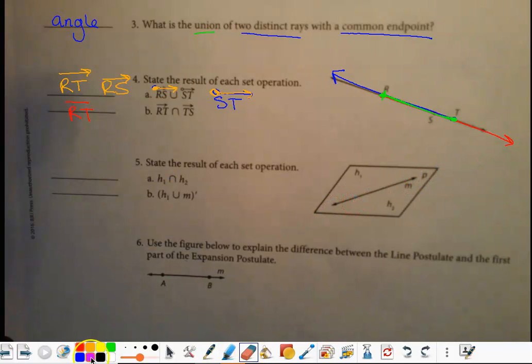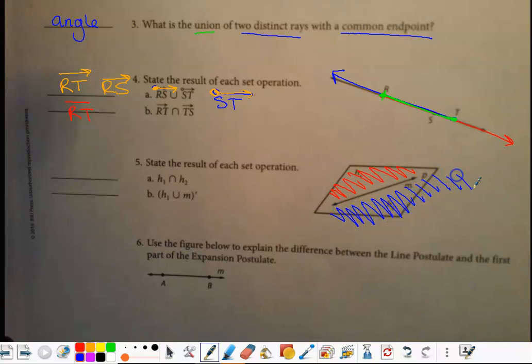P is the name of the plane. So the whole plane is P. But just line M? When I said line M, you said it was wrong. Then I don't know, it's nothing. Not all, not line M, because they don't intersect. Where do they overlap? Where do they meet? They don't. They don't meet.